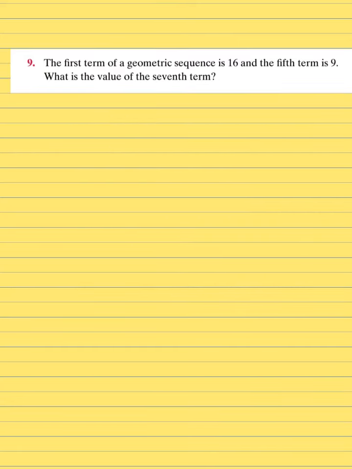In this question we're given that the first term is 16. So that means that A is equal to 16. The fifth term is 9. That means that A times r to the power of 4 is equal to 9. And we're asked to find the value of the seventh term.